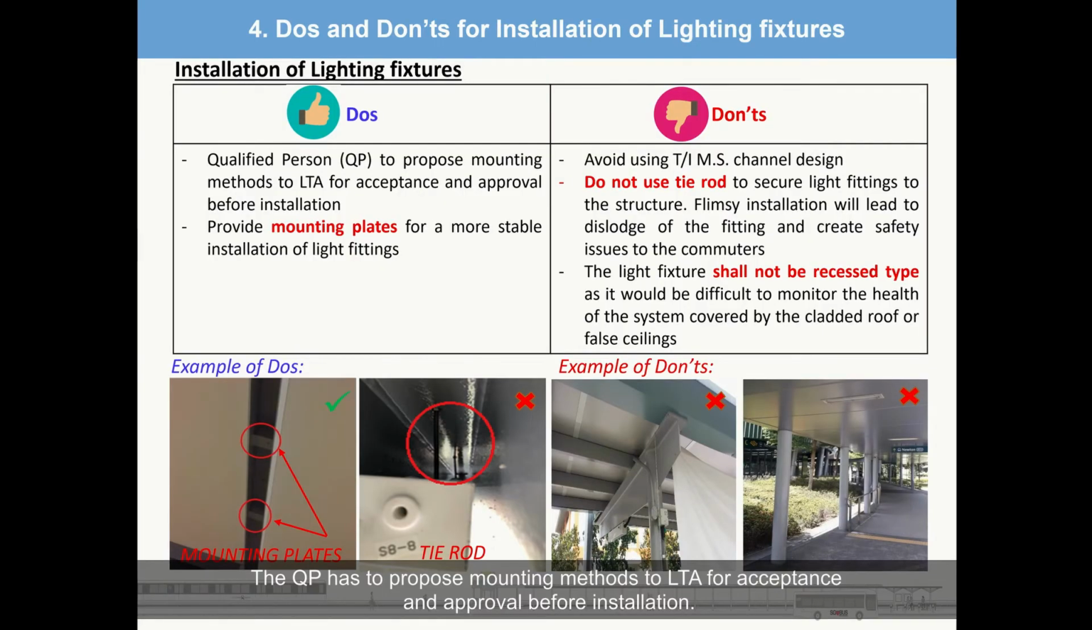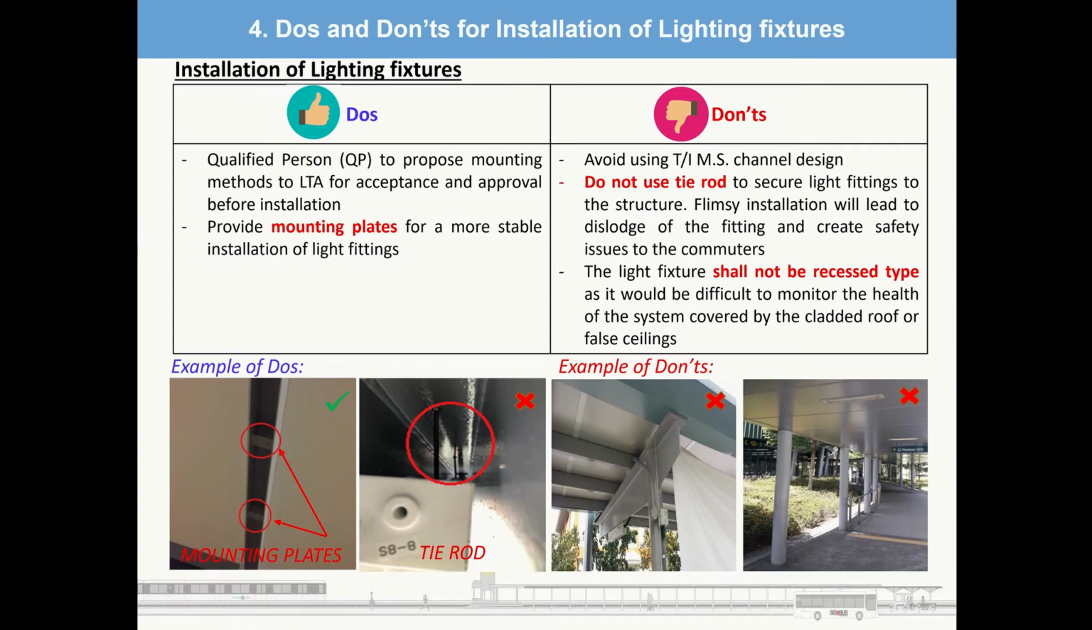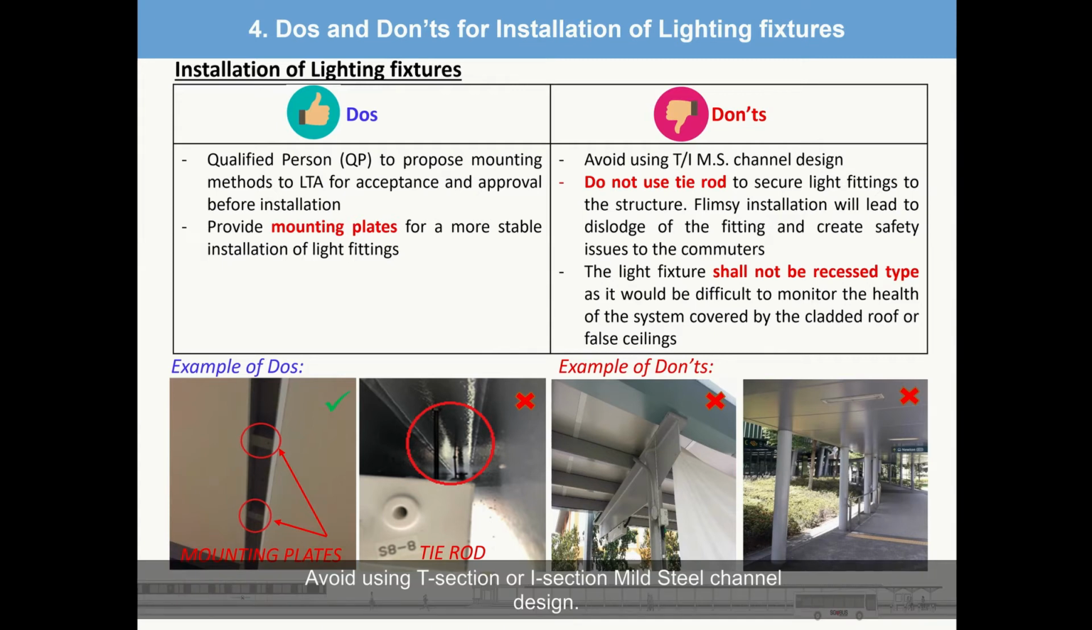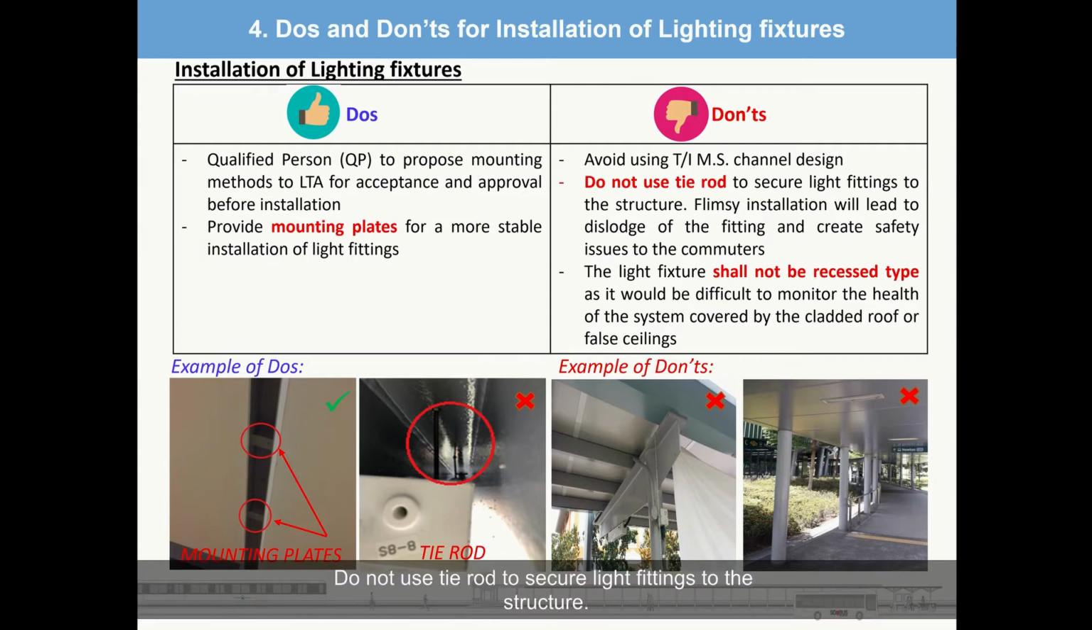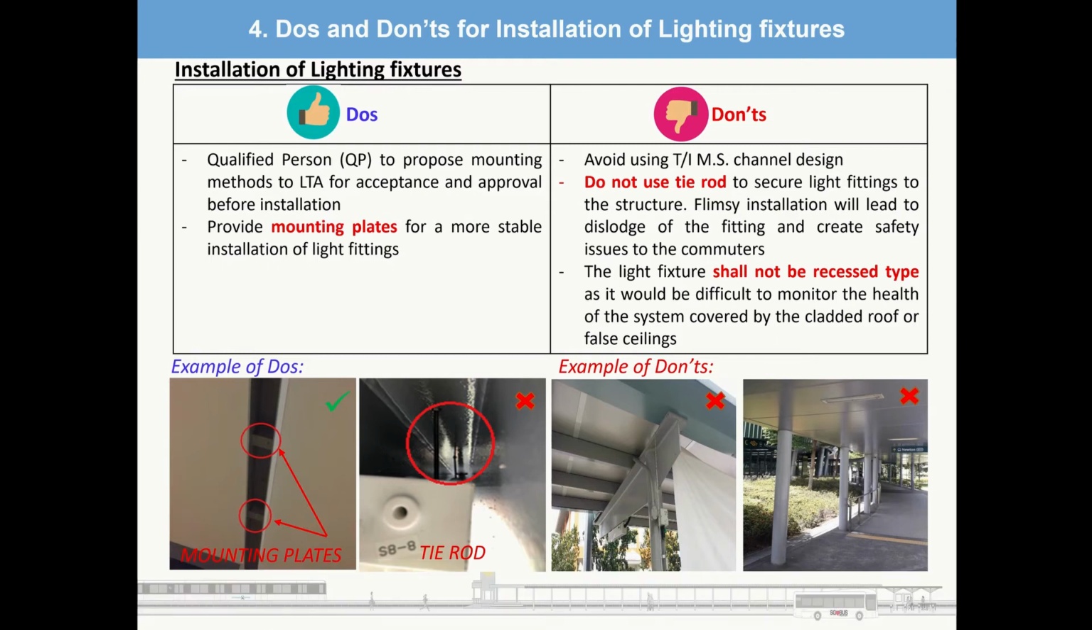The QP has to propose mounting methods to LTA for acceptance and approval before installation. Provide mounting plates instead of tie rod for a more stable installation of light fittings. Avoid using T-section or I-section mount steel channel design. Do not use tie rod to secure light fitting to the structure. Flimsy installation will lead to dislodging of the fitting and create safety issues to the commuters.